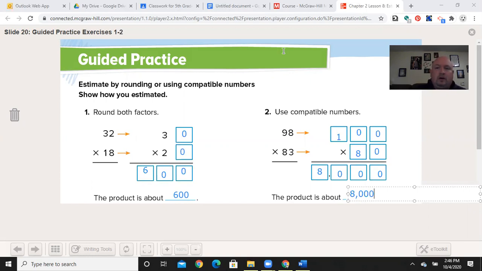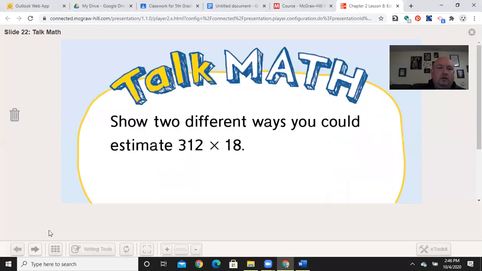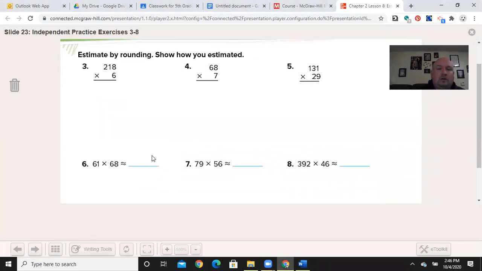So I'm going to go ahead and clear the drawings. You see the answer key there. Show 2 different ways I could estimate 312 times 18. Well, I could go 300 times 20, or I could go 310 times 20. That's 2 right there. So yay me. All right, let's do some independent practice.